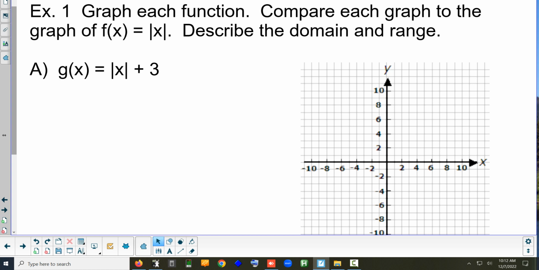And then we're going to compare it. So that basically means describe what happened. Did it shift up, down, left, or right? And then I want to know the domain and the range. Well, the domain you should already know. What's the domain going to be in this problem?